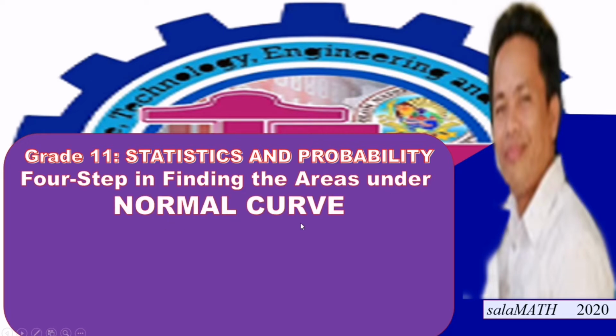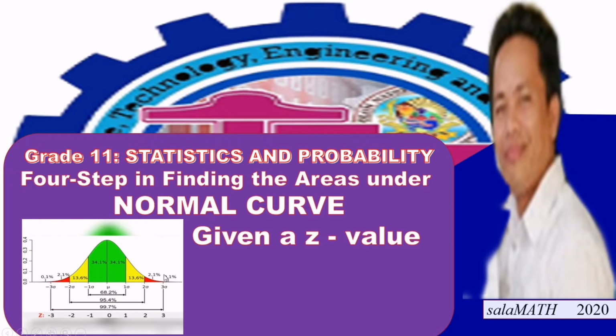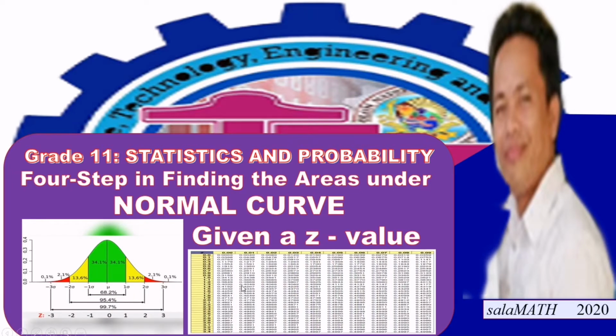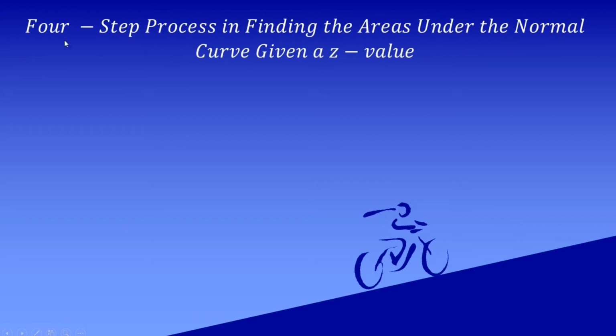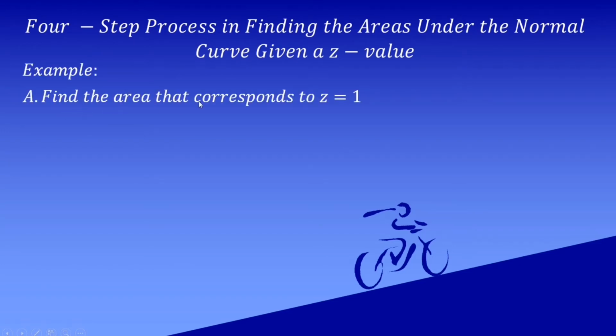Today's presentation on statistics and probability covers four steps in finding the areas under the normal curve given a z-value. We will learn how to read the entries in the table of areas under the normal curve, also known as the z-table. This is our four-step process in finding the areas under the normal curve given a z-value. So let's do our first example.